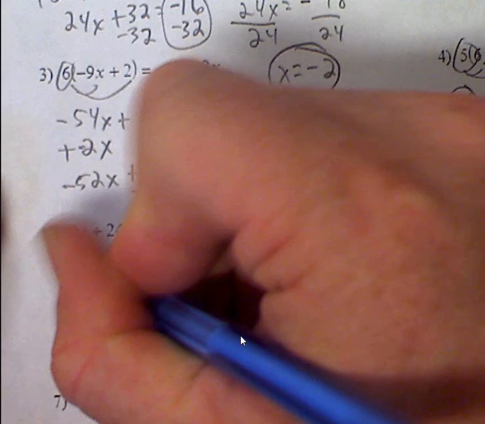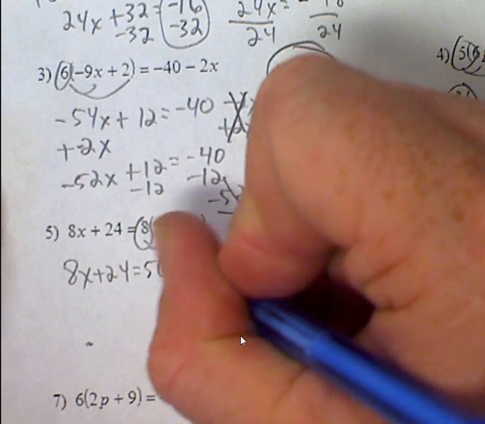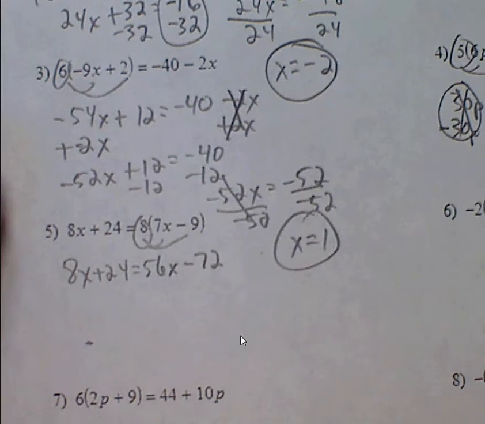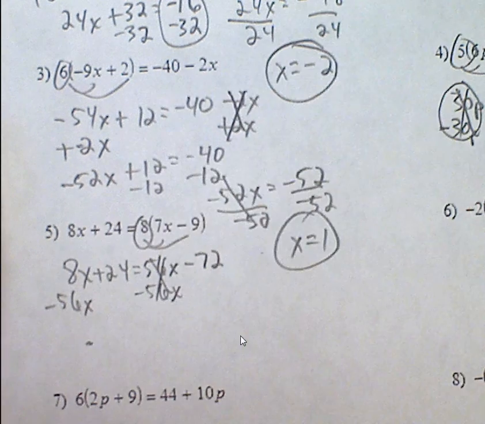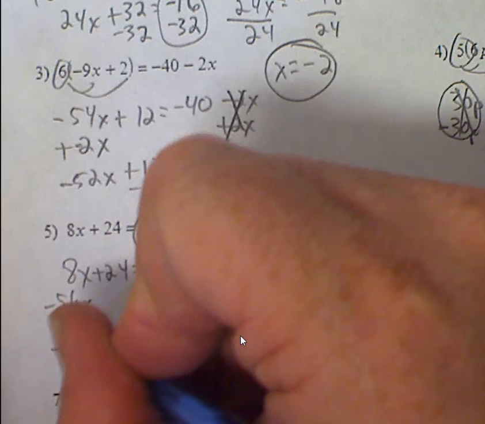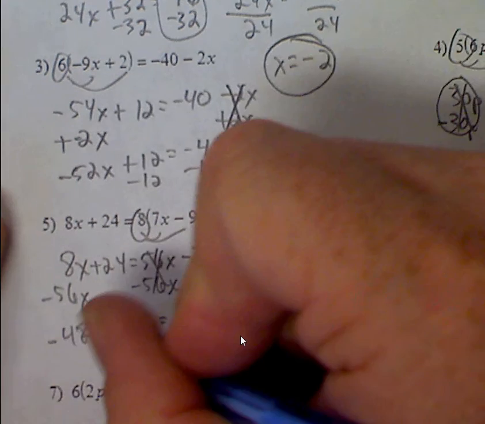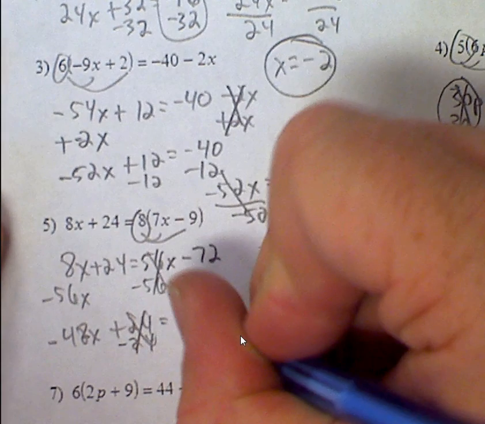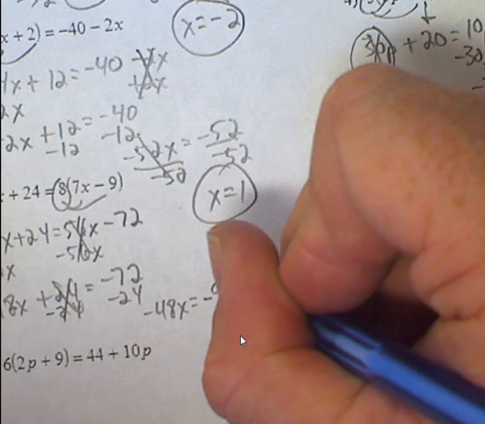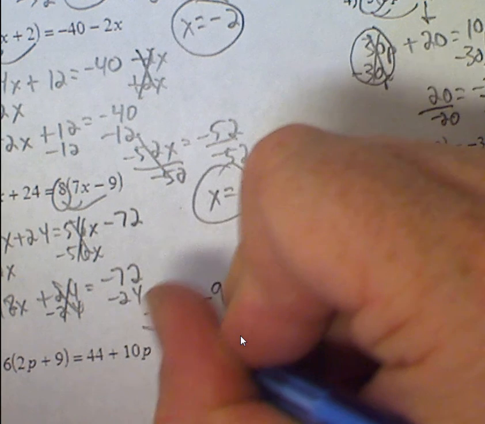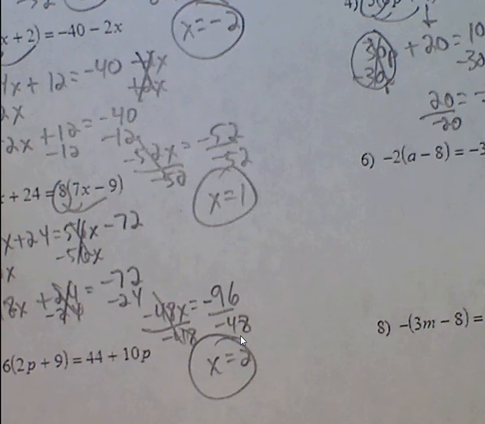On number 5, we have 8x plus 24. Distribute the 8. 56x minus 72. I need my variables to the same side, so let me go ahead and bring the 56 over. That would give me negative 48x plus 24 equals negative 72. Get rid of the 24. Negative 48x equals negative 96. Divide by negative 48. X equals positive 2. Two negatives make a positive.